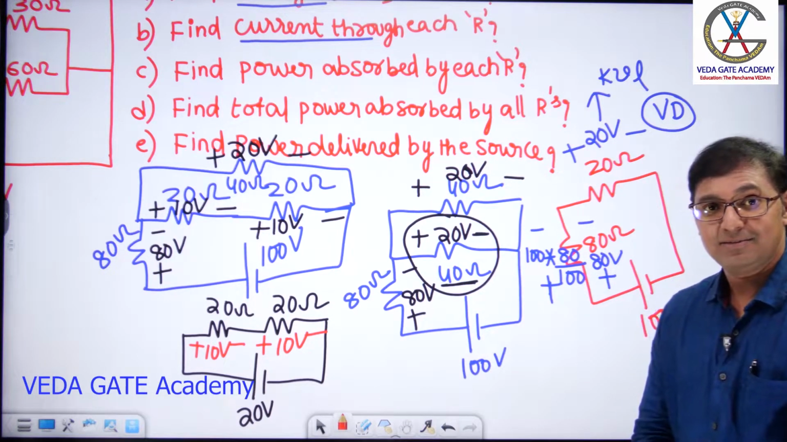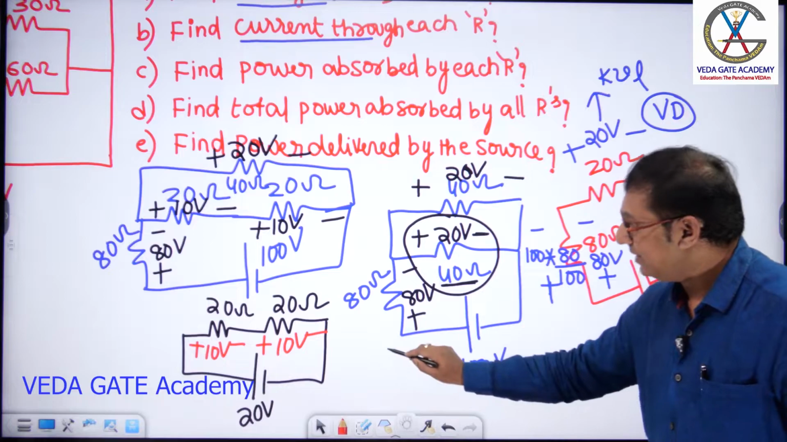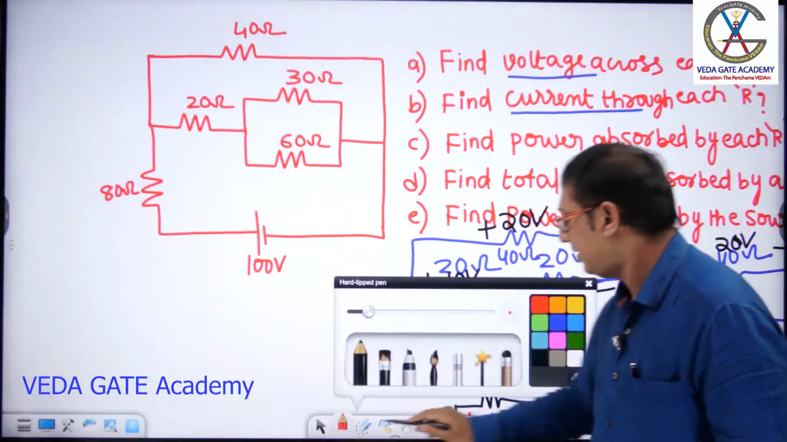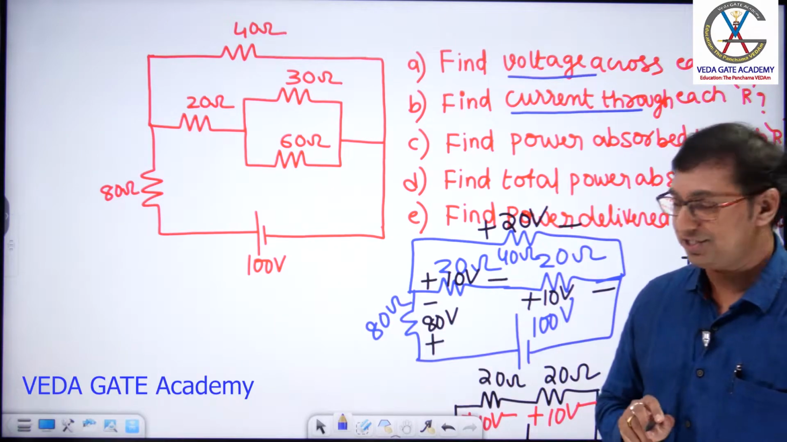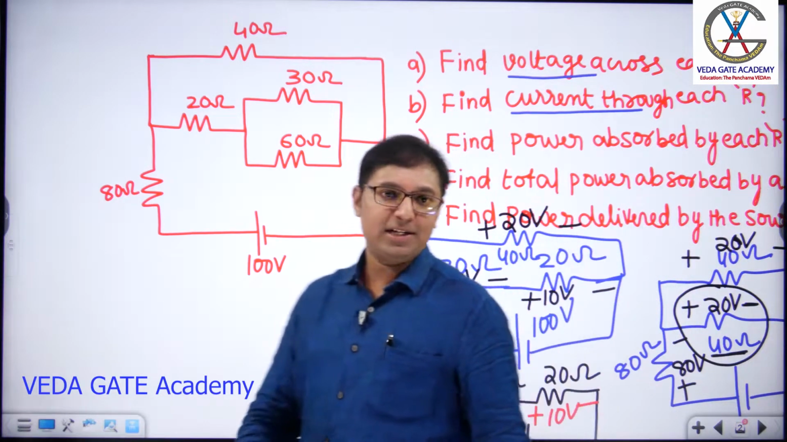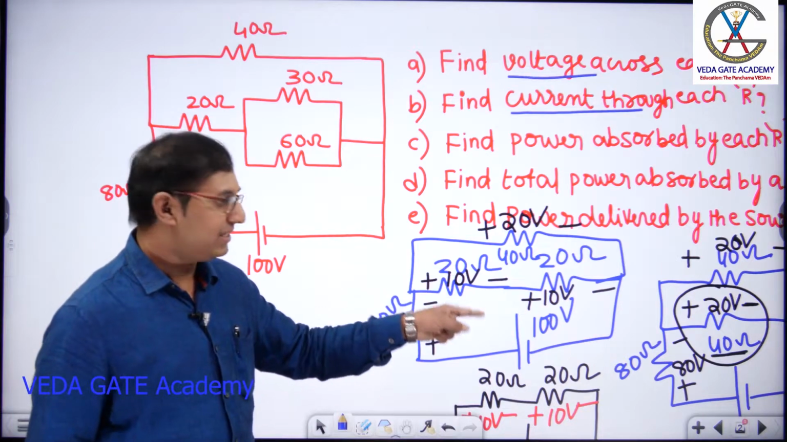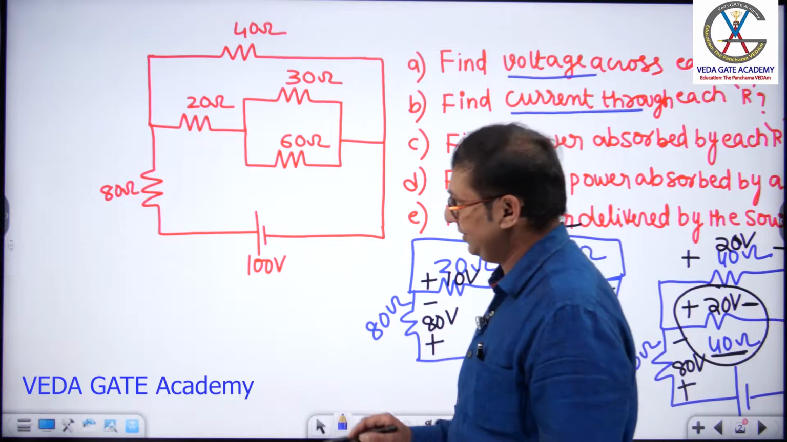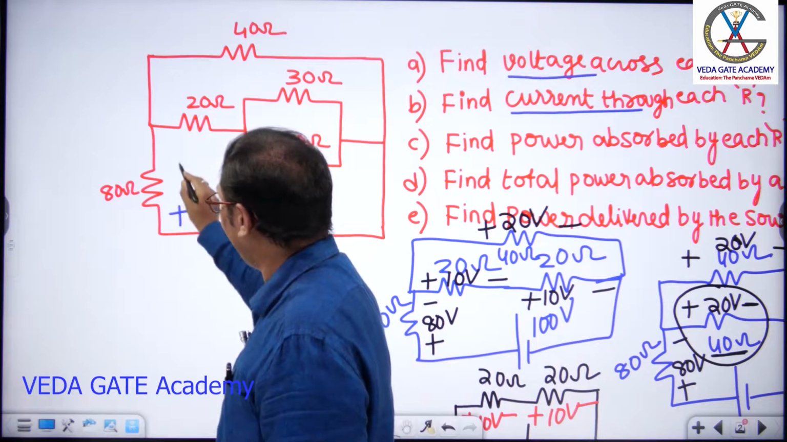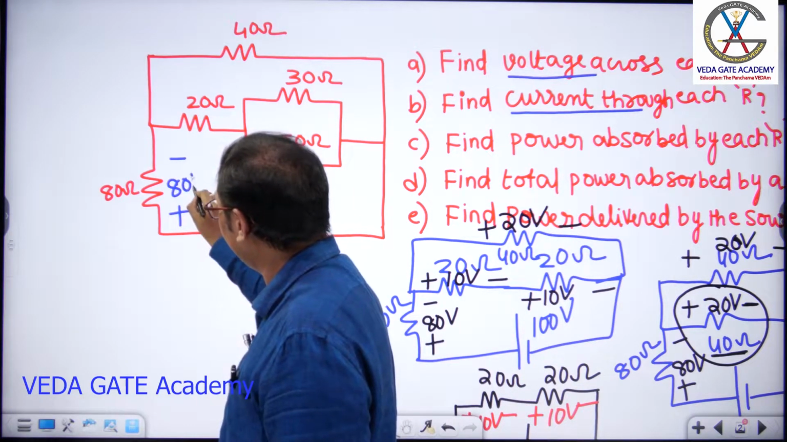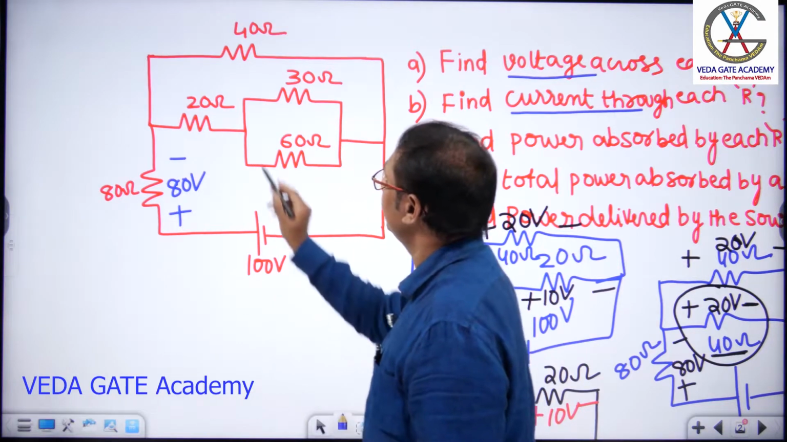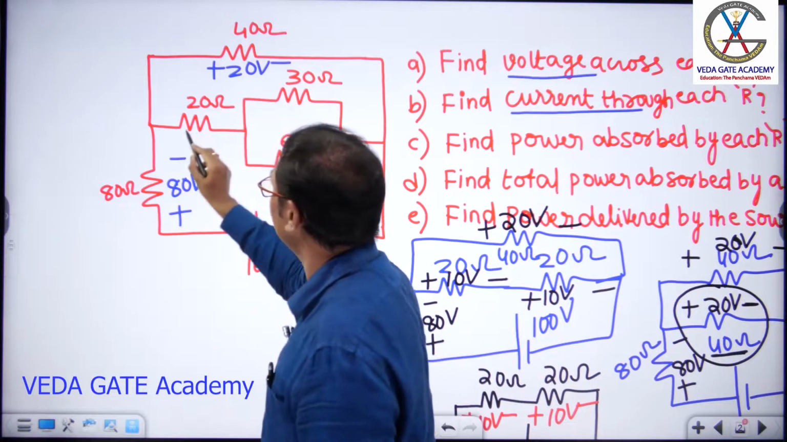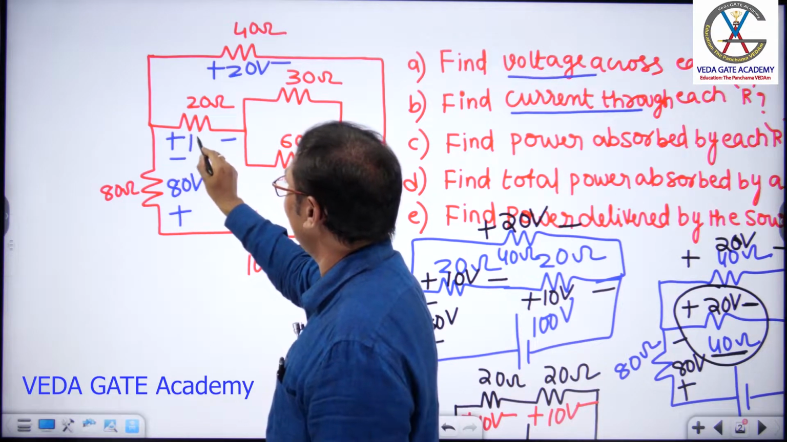Clear, sir? Right? Yes. Next, let me go with the given circuit and write the voltage across each resistor. Whatever voltages I got from this circuit, the same voltages I am marking in the original circuit. Plus minus, what is this voltage, sir? 80 volts. Next, plus minus, this voltage we got as 10 volts. Plus minus, what is this voltage, sir?